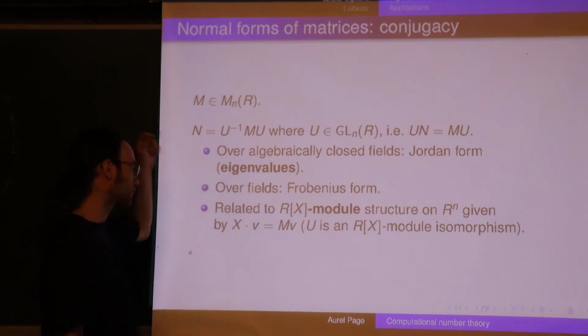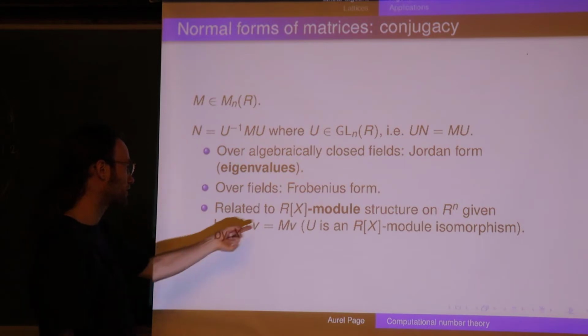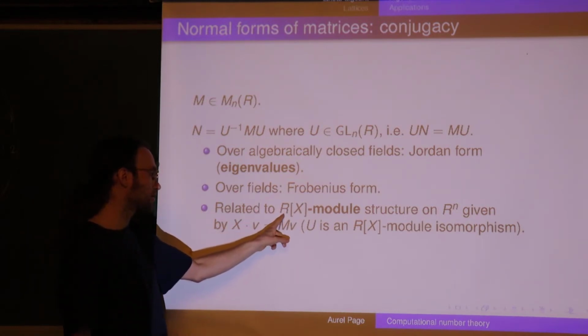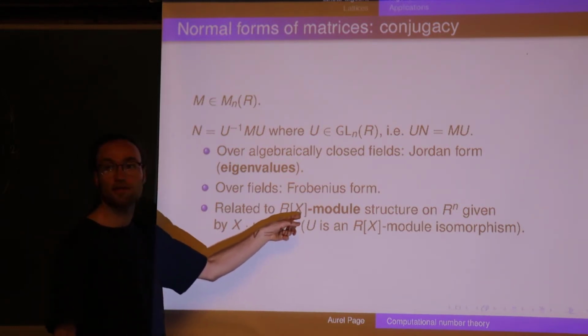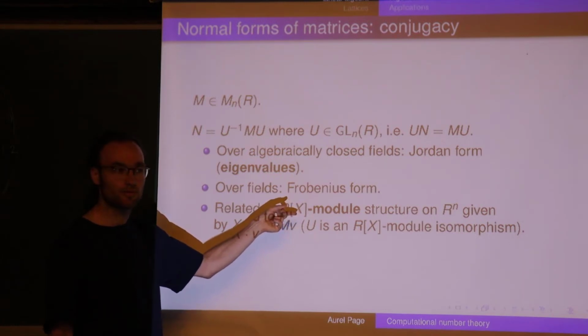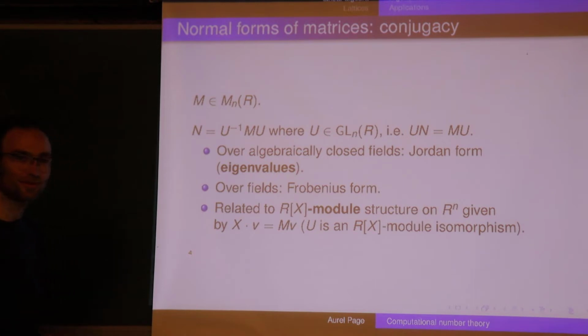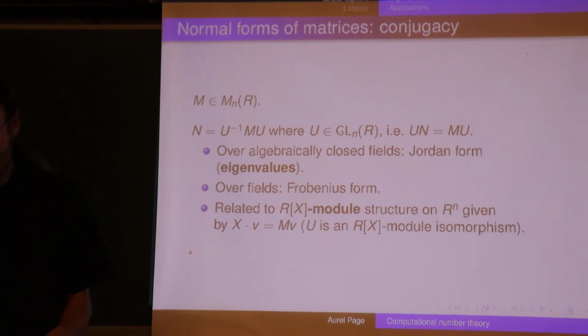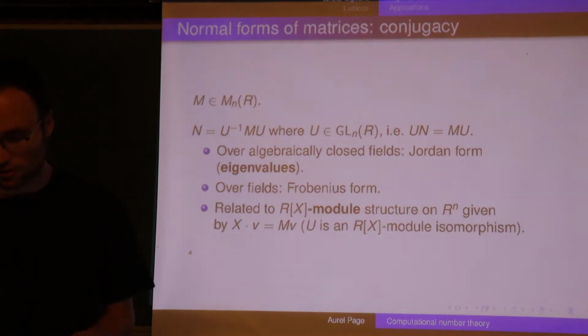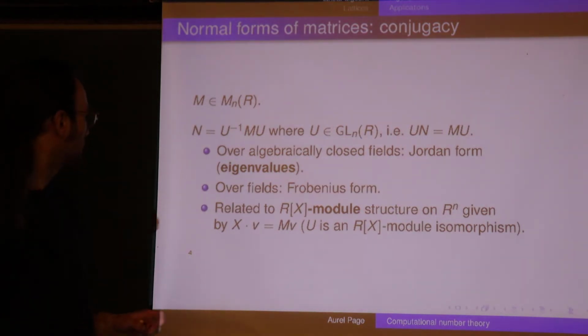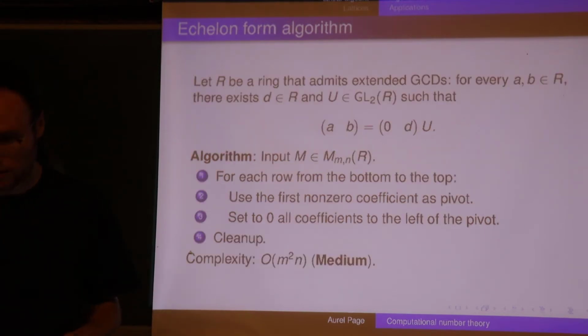And why can you do it over fields in particular? It's essentially because when R is a field, Rx is a PID. Whereas when R is more complicated, it's not. Okay? Right, so these are the normal forms we will use. I mean, we'll mostly talk about the first few, the simplest ones.